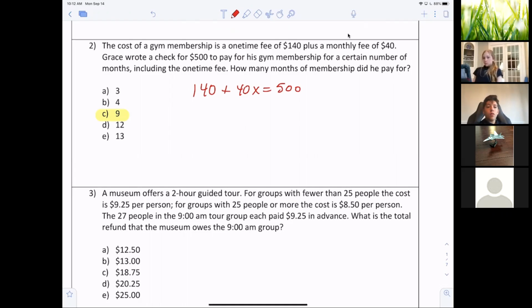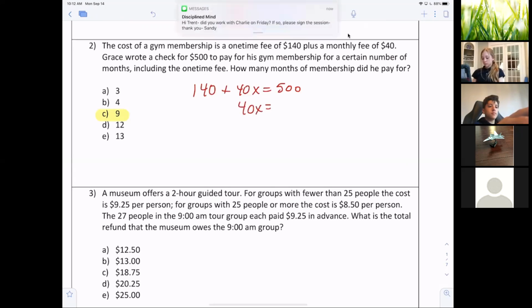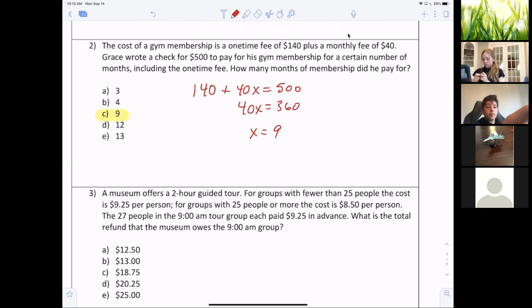All right? I don't want just the answer is C. I want to see the equation you use to figure this out. And if you didn't write an equation, I still want you to tell me how you did it. All right? Very nice. Very good. So again, from here, we just subtract 140. So it looks like 40x is equal to 360. And so x is equal to 9. Thank you. Perfect. Anybody have any questions with number 2?